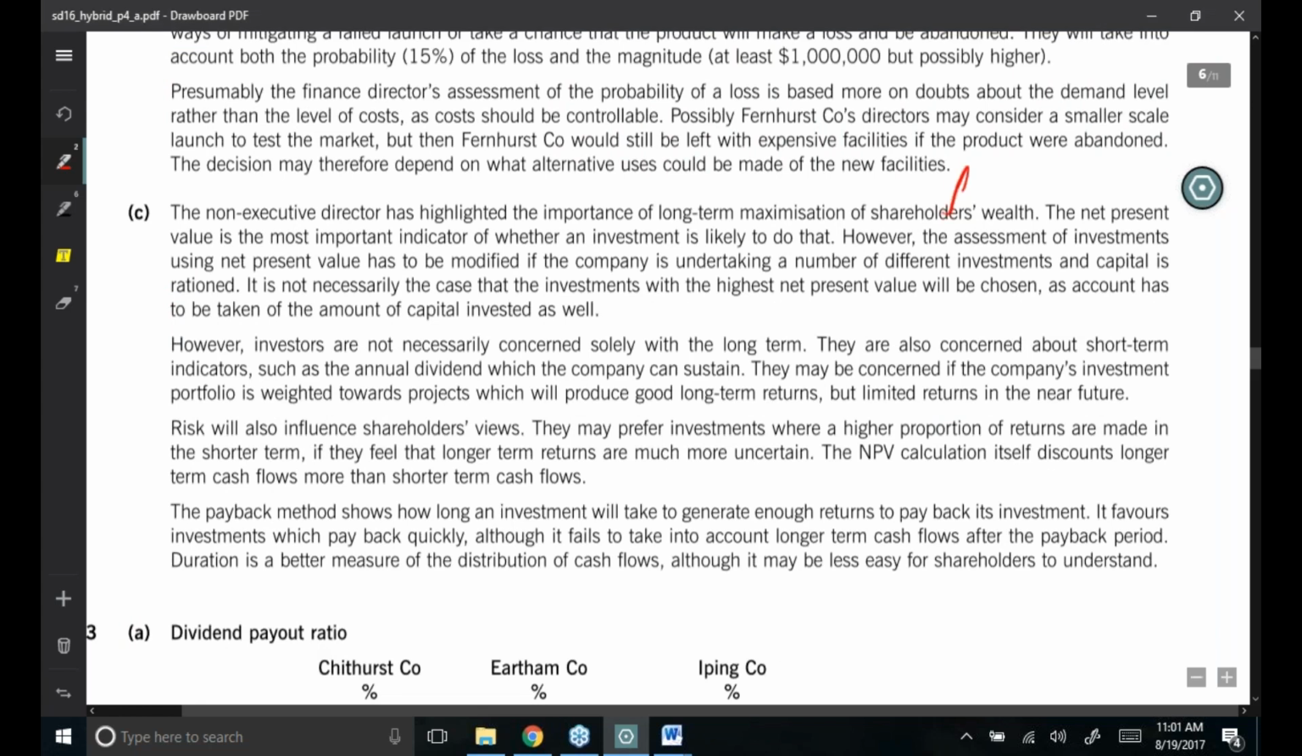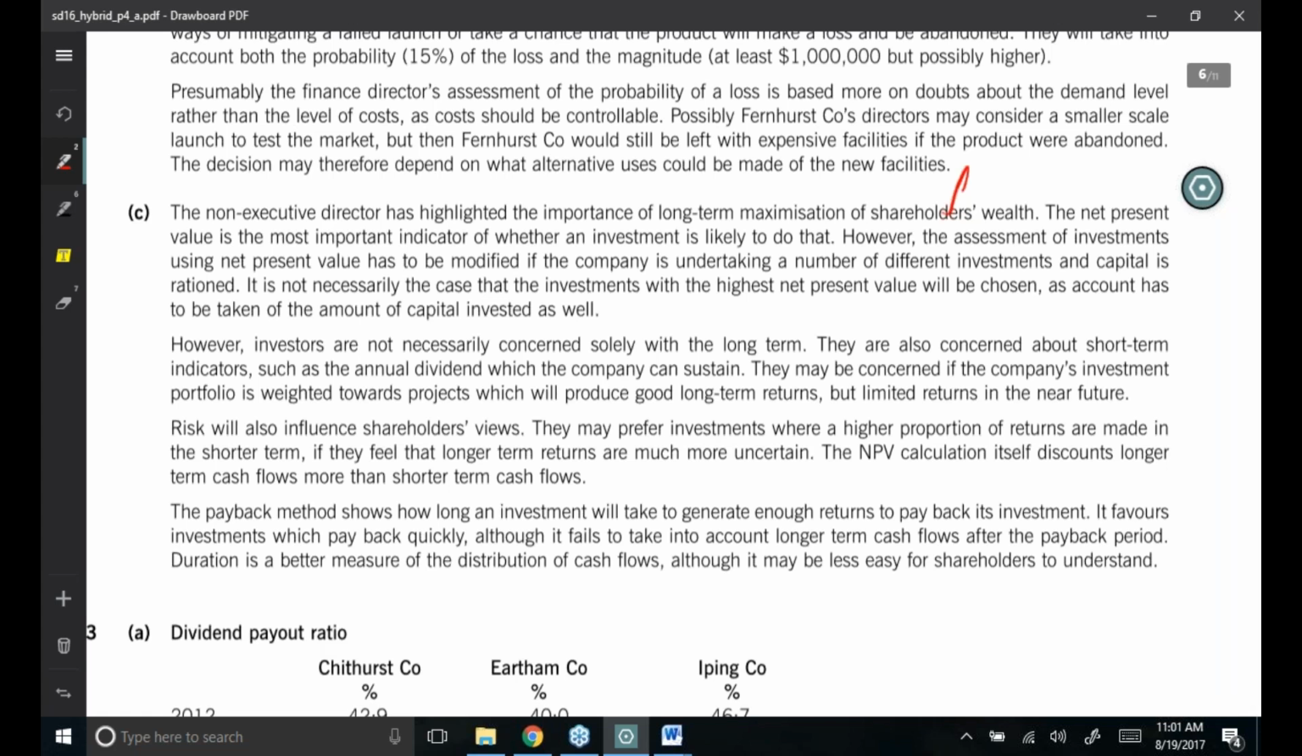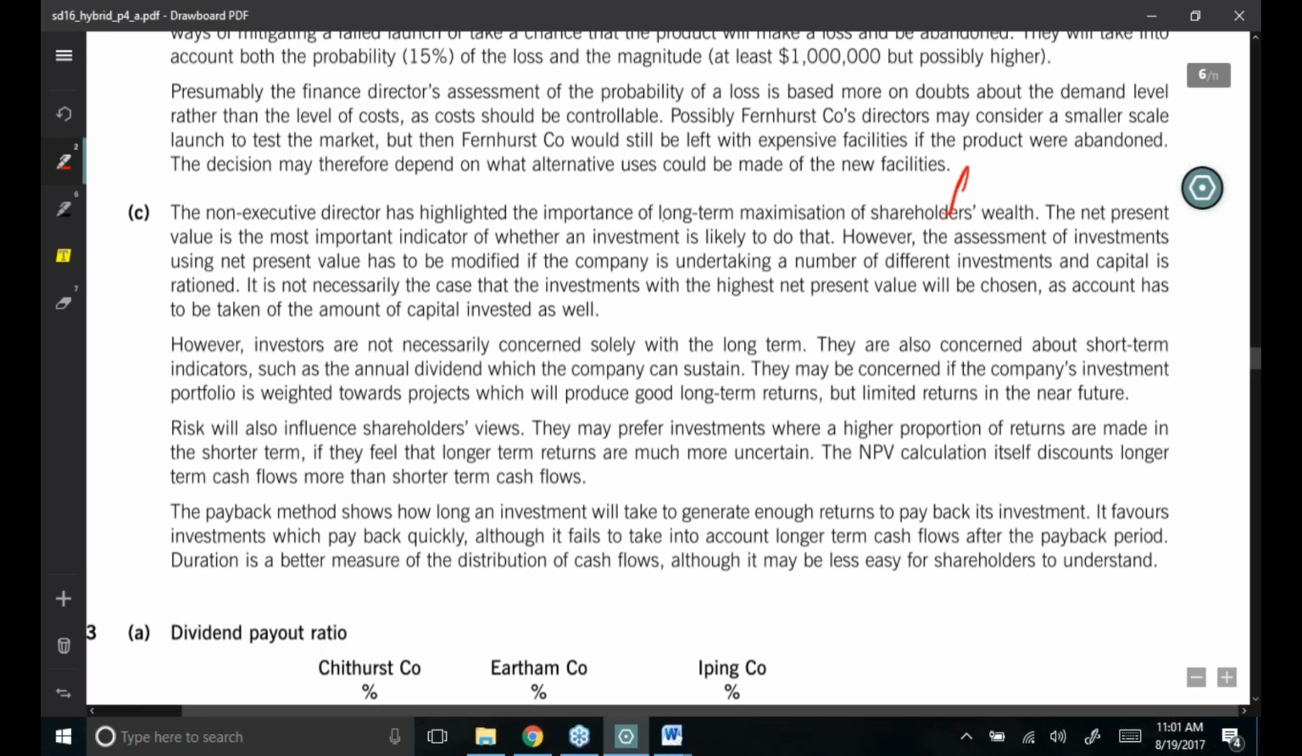Okay, the third part in which you have to guide non-executive director about the importance of long-term and short-term maximization or long-term and short-term objectives. Non-executive director has highlighted the importance of long-term maximization of wealth. You need to tell him about the short-term and long-term both objective. NPV is the most important indicator of whether investment is likely to do that. However, the assessment of investment using NPV has to be modified if the company is undertaking a number of different investment and capital is rationed.